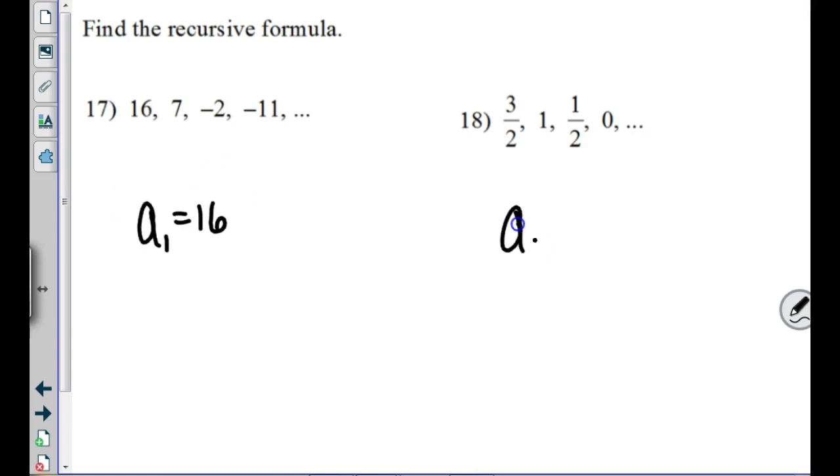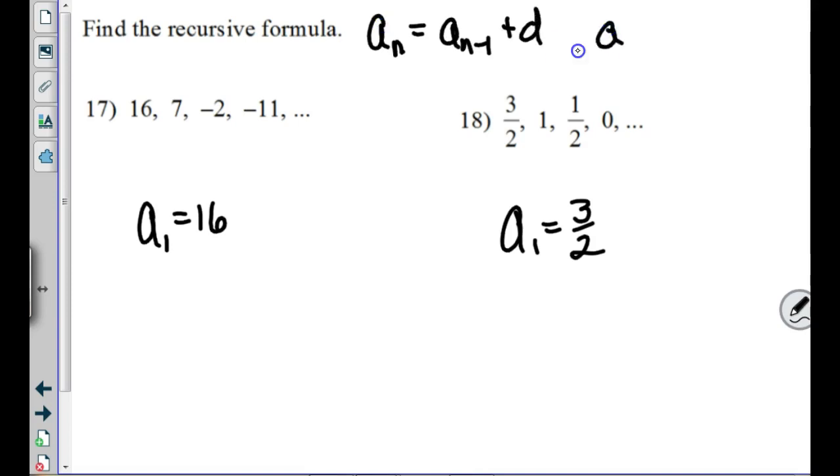A sub 1 is 16, and over here, a sub 1 is 3/2. Then the recursive formula always goes a sub n equals a sub n minus 1 plus some difference, where a sub 1 is, and they give you some number. Okay, so a sub n equals the previous term.